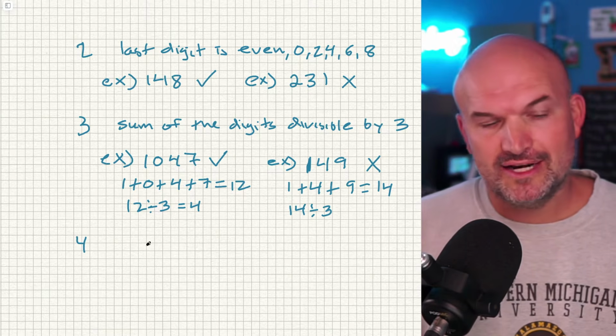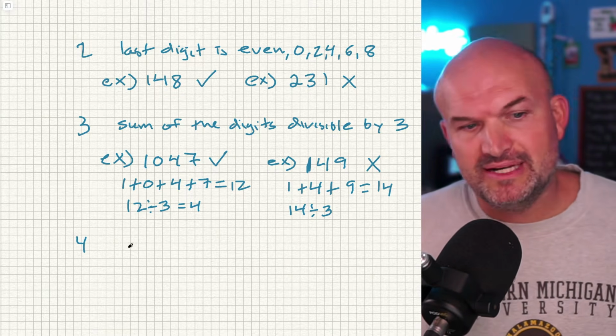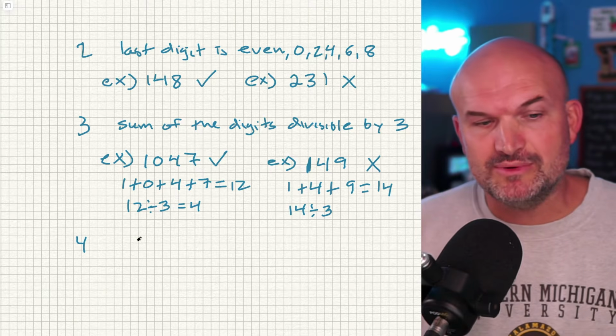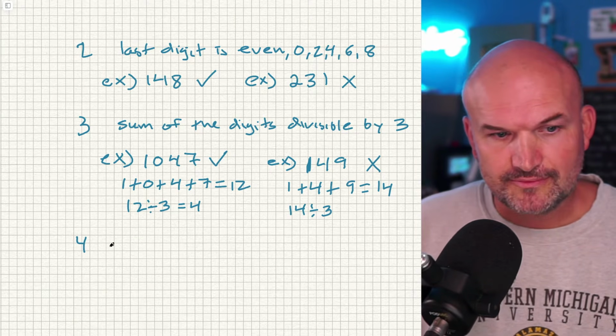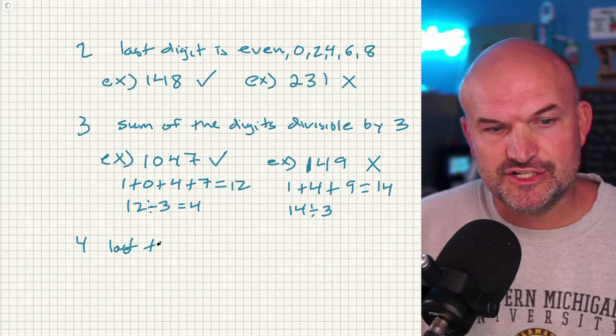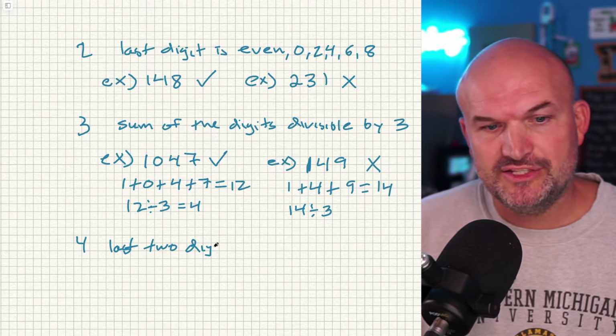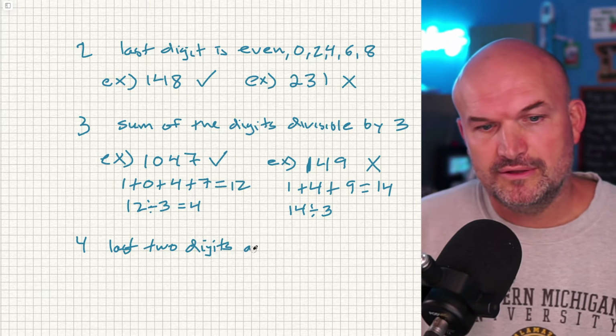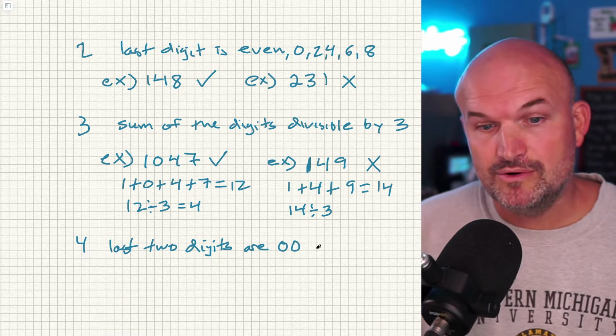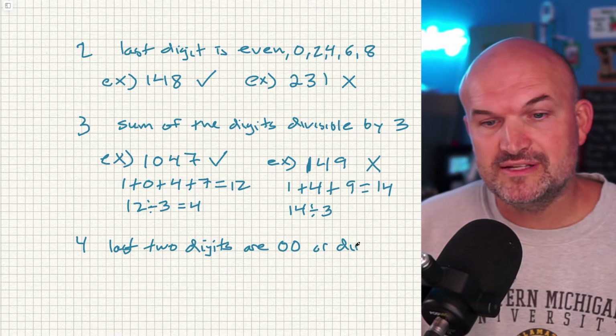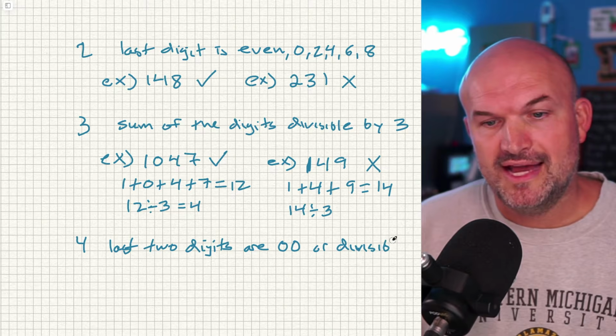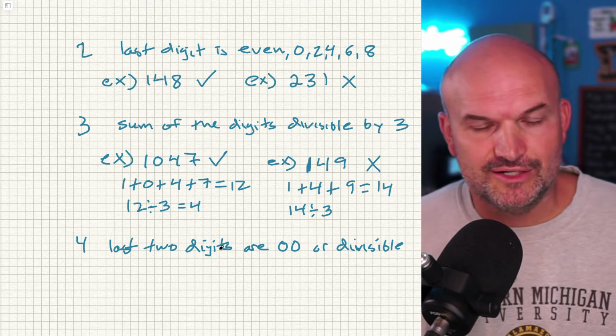Now let's go and look at the number 4. If I want to determine if something is divisible by 4, what I want to do is look at the last 2 digits. So the last 2 digits can be either 0, 0 or divisible by 4. Now, here's where things get a little tricky.